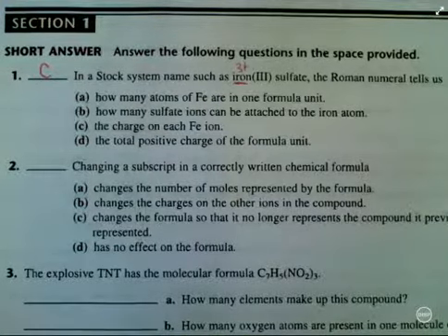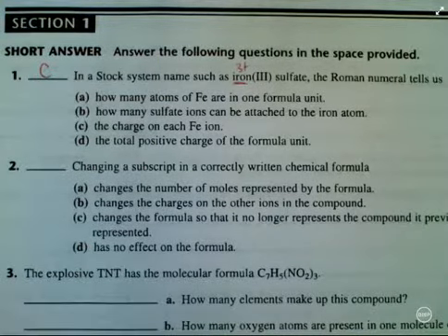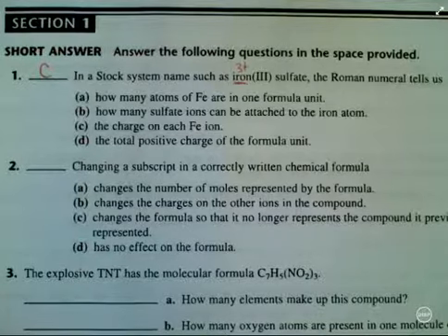Number 2, changing the subscript of a correctly written chemical formula. A, changes the number of moles represented by the formula. No, because we don't have units here. We're not using a certain unit, which mole is a unit. We're not talking about an amount of the substance. We're talking about the chemical formula, one instance of that compound. So A is not going to be right.